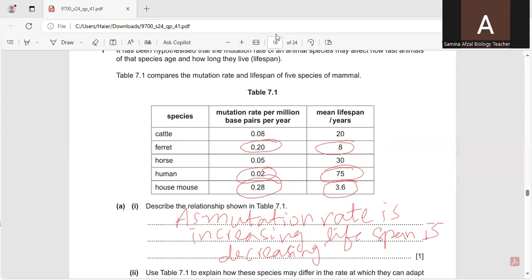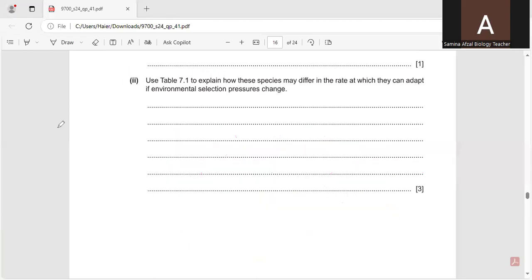Now the next question is, use table 7.1 to explain how these species may differ in the rate at which they can adapt if environmental selection pressure changes. Okay, species may differ in the rate at which they adapt if environmental selection pressure changes. So you know that the mutation, students, which is a sudden change, can be in the structure or in the chromosome number.